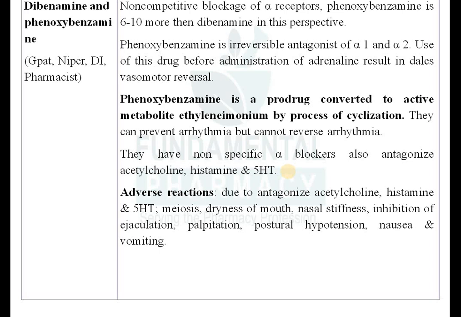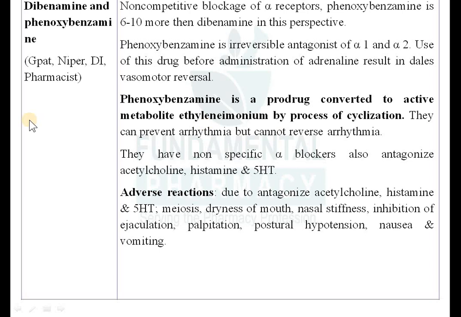But they are doing extra work. That is the antagonization of your acetylcholine, histamine and 5-hydroxytryptamine. So those antagonisms will give you adverse effects. The adverse effects are because of the blocking of these three. Whatever adverse effects are there, like miosis, dryness of mouth, nasal stiffness, inhibition of ejaculation, palpitation, postural hypotension, nausea, vomiting, are because of the blockage of these three.